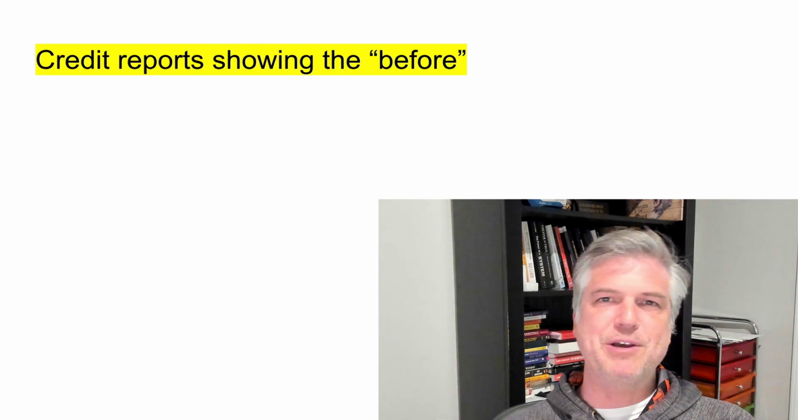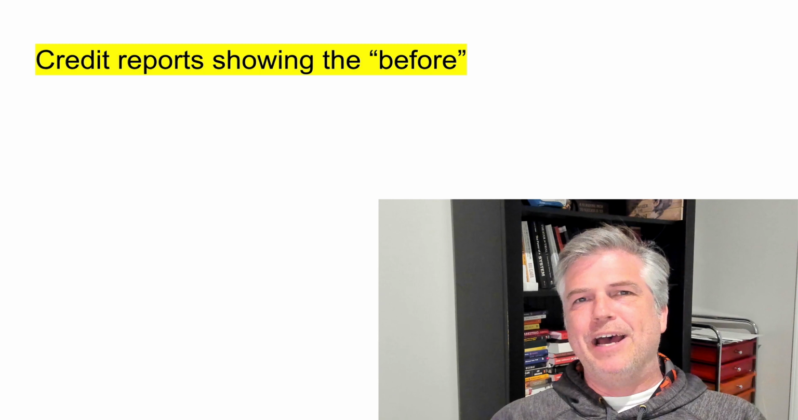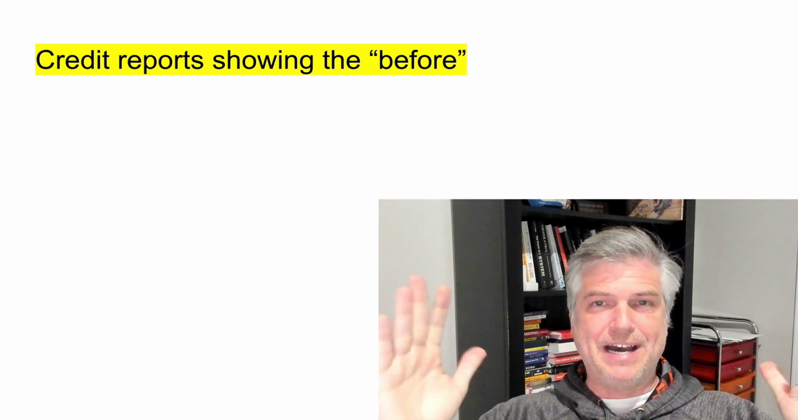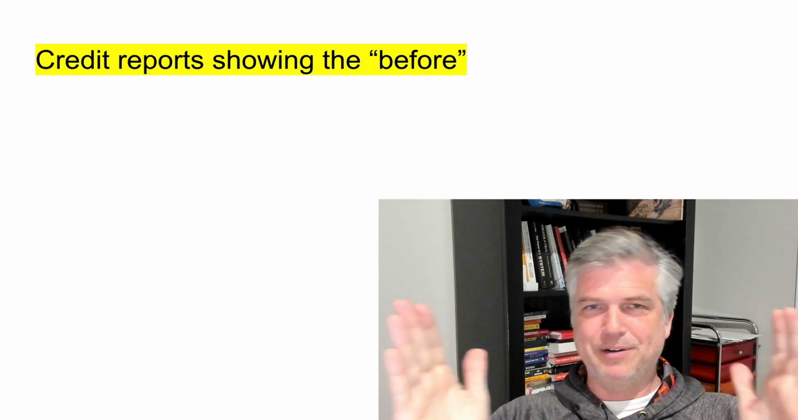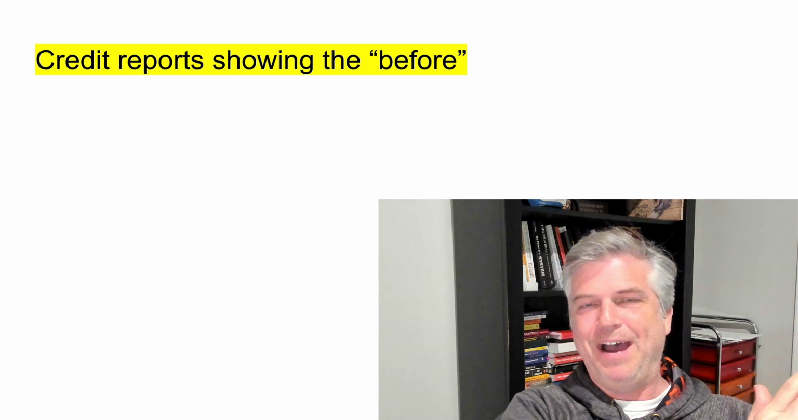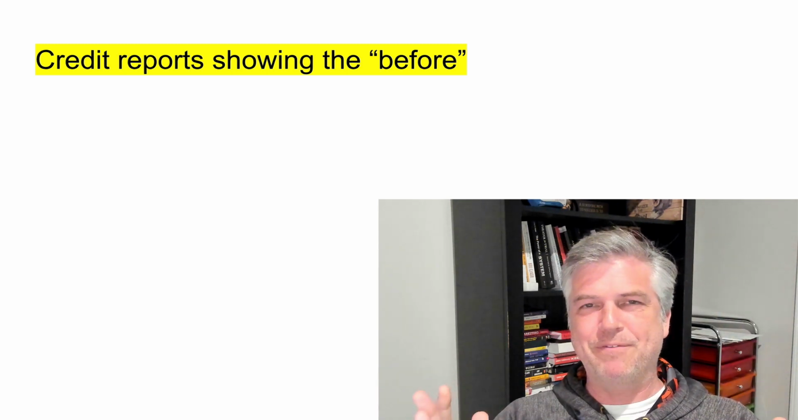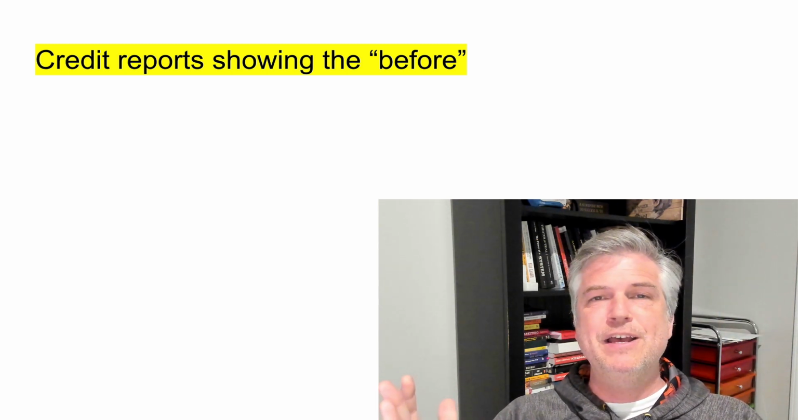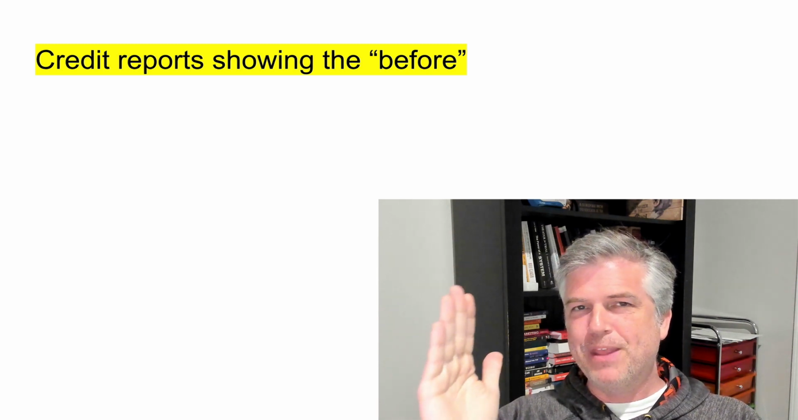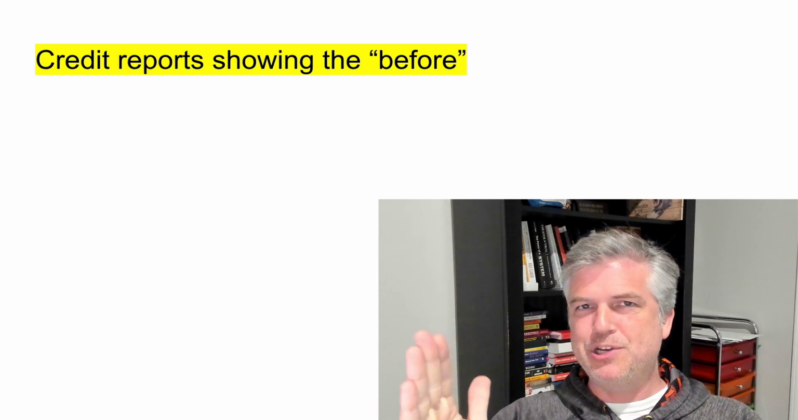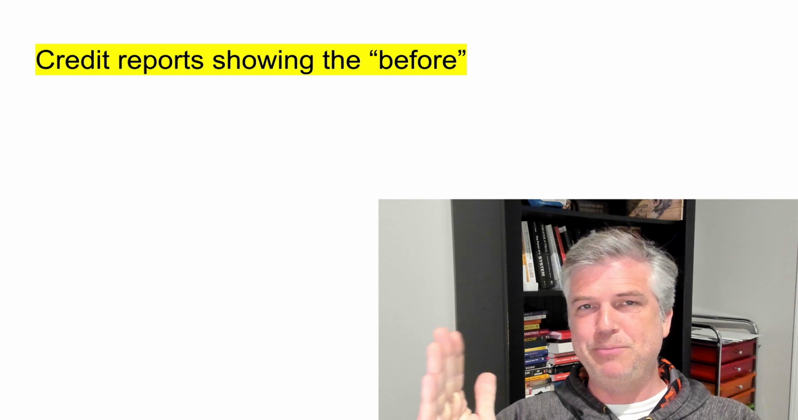All right, so let's jump into these. And I want you to first visualize sort of a timeline. Here's before, here's during, and here's after. Well, before, during, and after what? Your dispute process. So starting over here, what did your credit report show before you ever did a dispute?